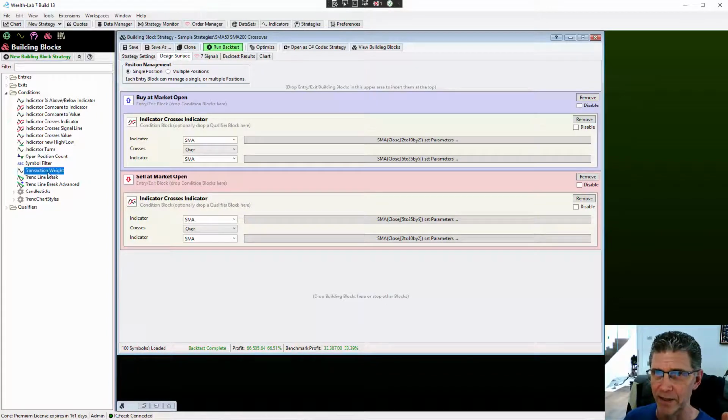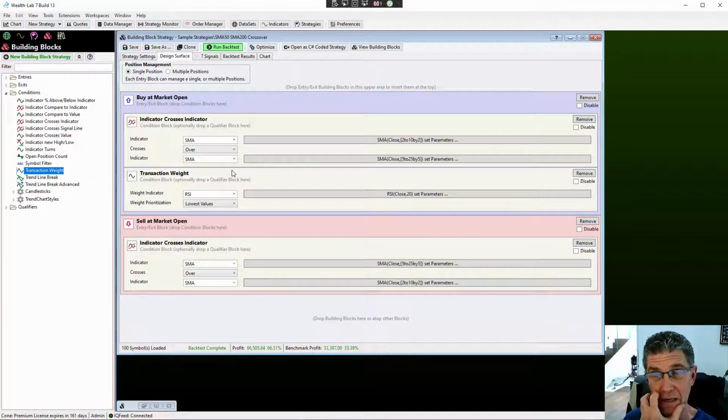And you can find that here in the building blocks. We're going to drag this over into the buy at market trading rule. And what does transaction weight do? Okay, if you don't assign a transaction weight, WealthLab creates a random transaction weight between 0 and 1. Signals are processed in the order of the highest transaction weight first.